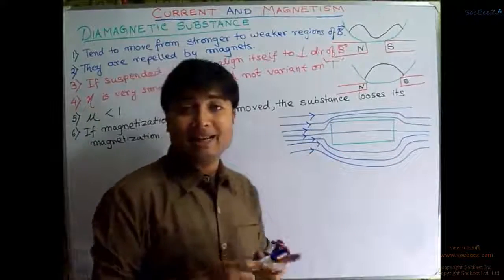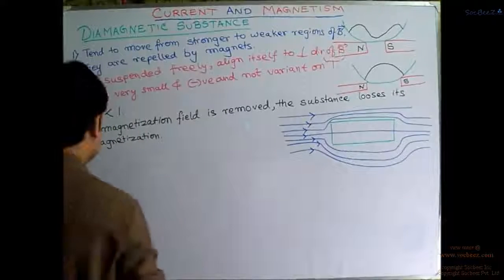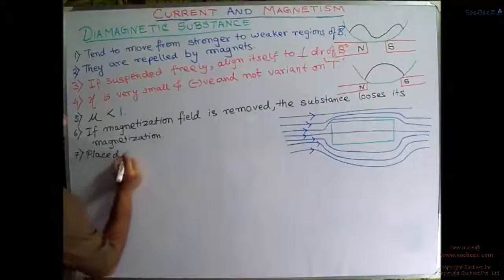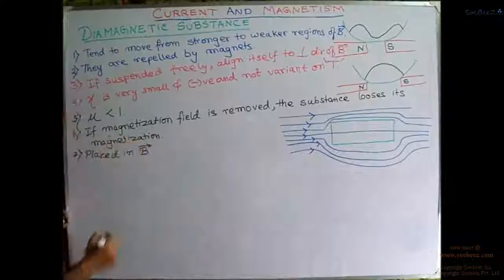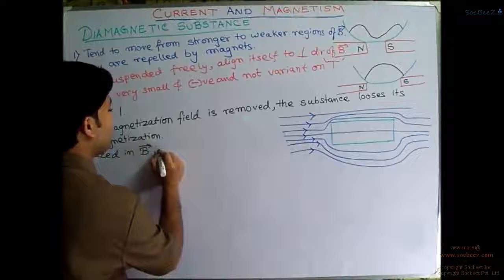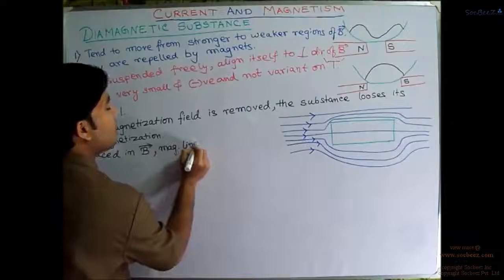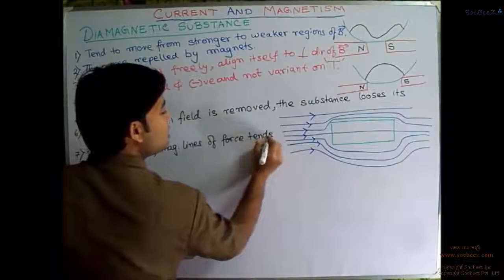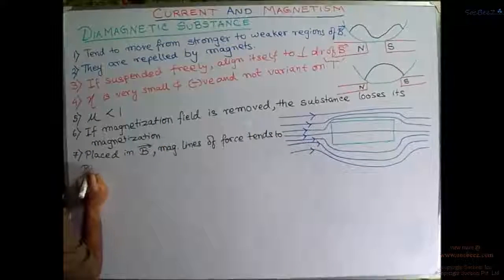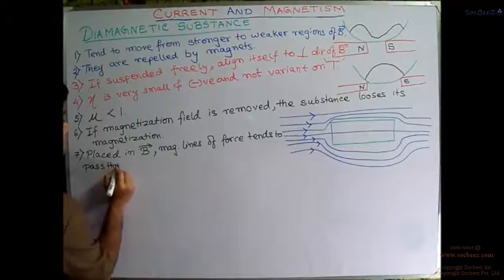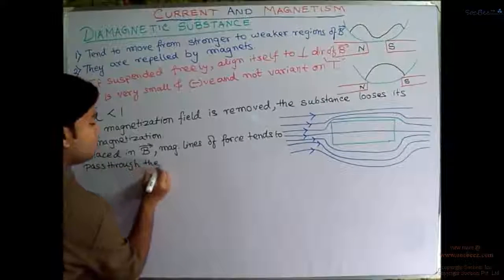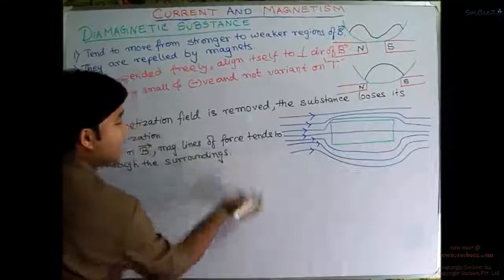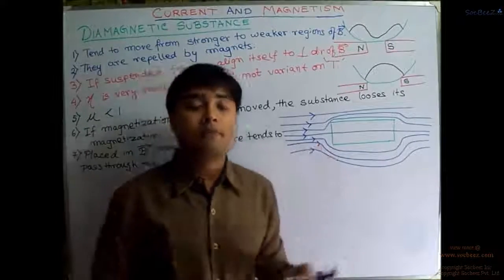So we can say that if this diamagnetic substance is placed in a magnetic field B, then the magnetic lines of force tend to pass through the surroundings, as we can see over here in this, right?